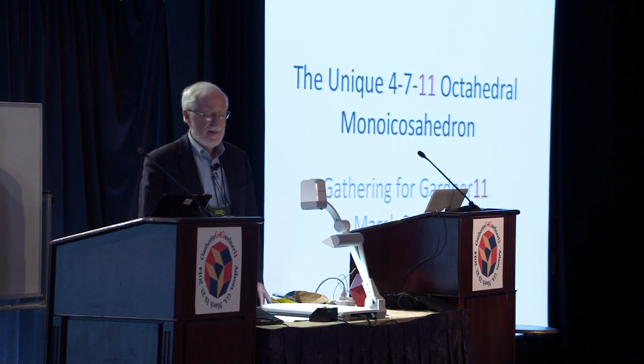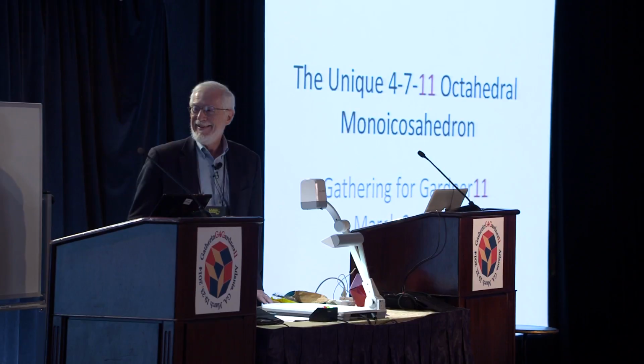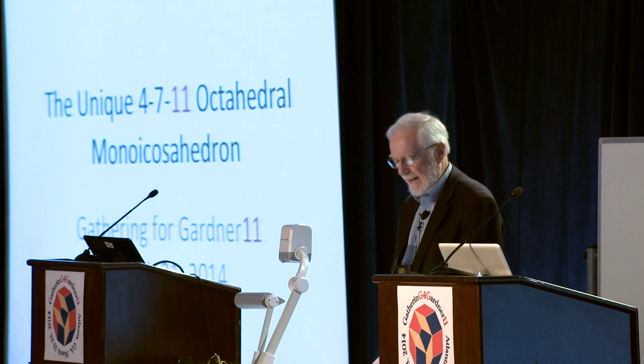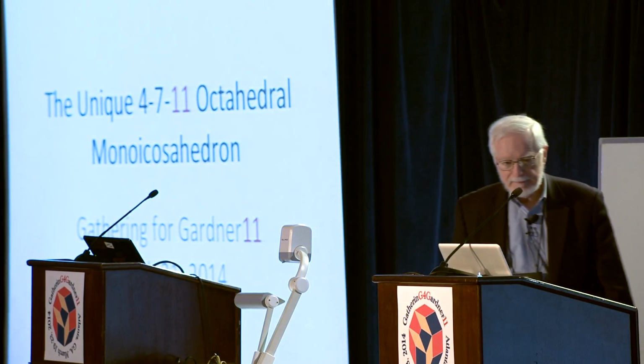The unique 4711 octahedral monoicosahedron was set up in my first visit to Gathering for Gardner, which was G4, G7. At that point, I looked very hard for a favorite example that had 7 in it and found something where the square root of 7 was the key, the largest number. And I knew I would come back for G411 because the descendant of that is exactly what we're going to talk about today.